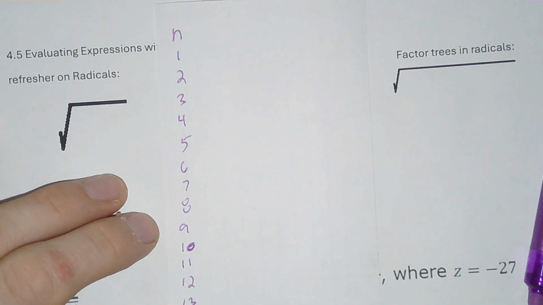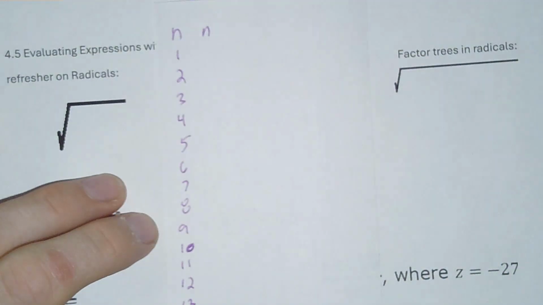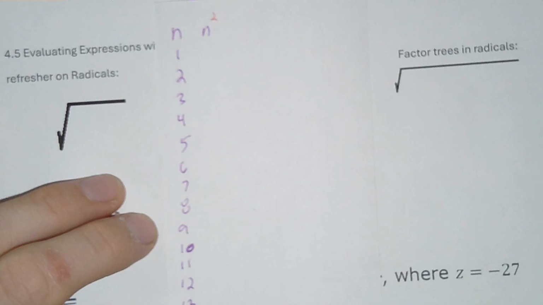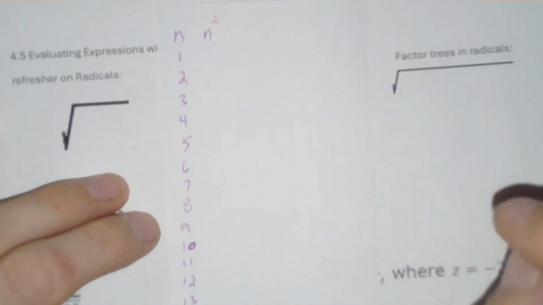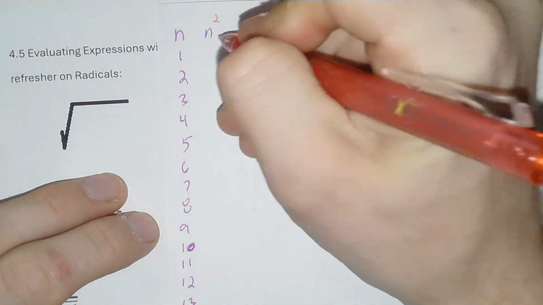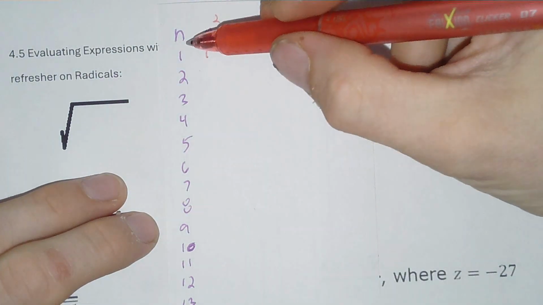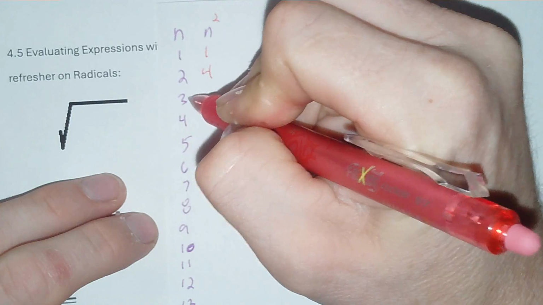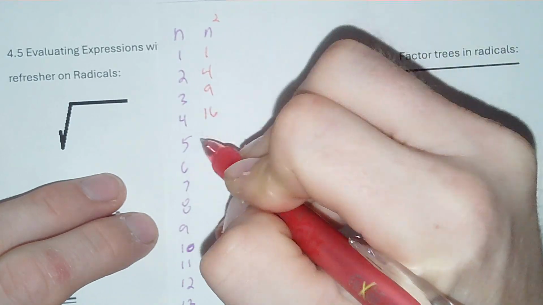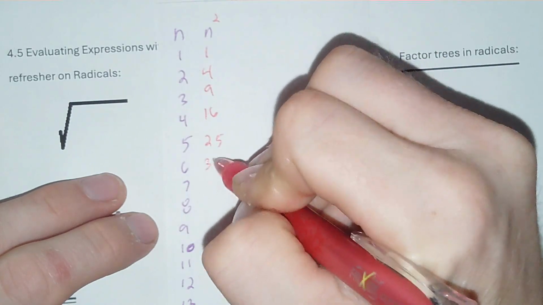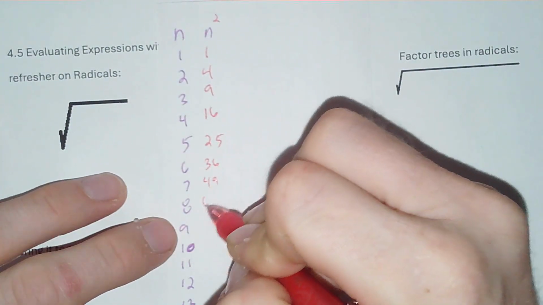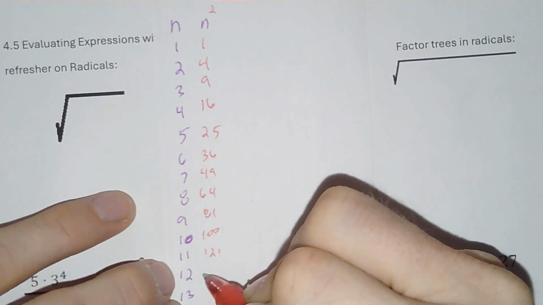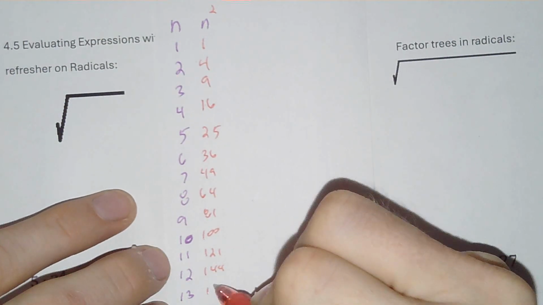If you square n, it's going to be your final value. Remember, squaring is multiplying the number by itself. So 1 squared is 1, 2 times 2 is 4, 3 times 3 is 9, 4 times 4 is 16, 5 squared is 25, 6 squared is 36, 7 squared is 49, 8 squared is 64, 9 squared is 81, 10 squared is 100, 11 squared is 121, 12 squared is 144, and 13 squared is 169.